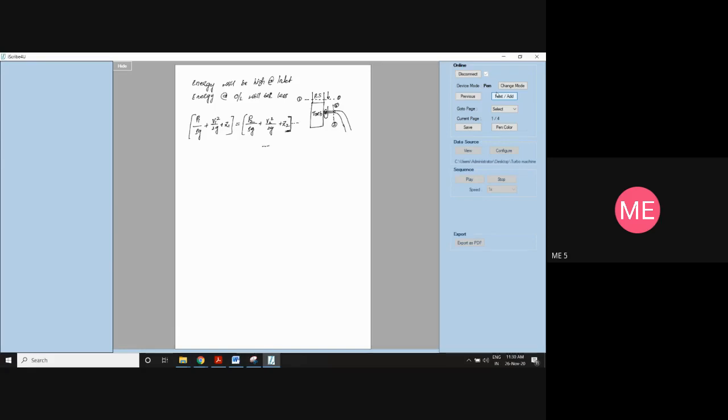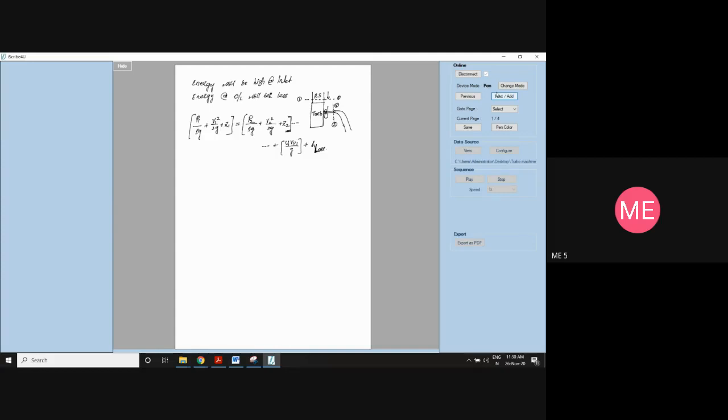The energy available at section 1 will be equal to the exit energy plus the energy utilized by the runner, that is U1 Vu1 by g, energy utilized by the runner to produce power, plus head loss. Loss of head, I can write HL. So now the energy will be balanced. The equation will be balanced.